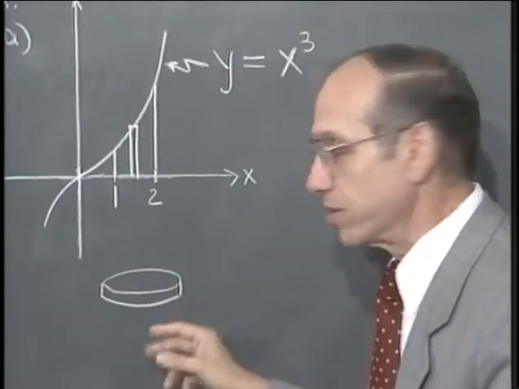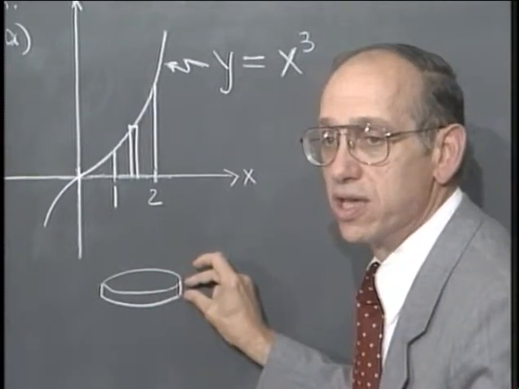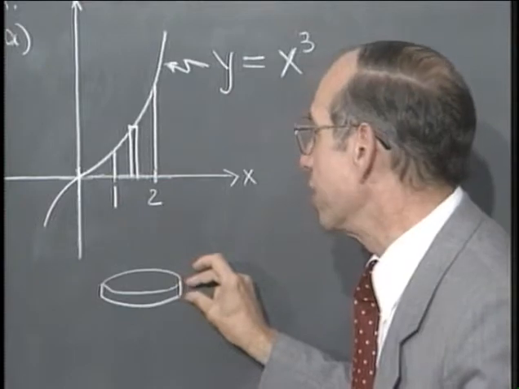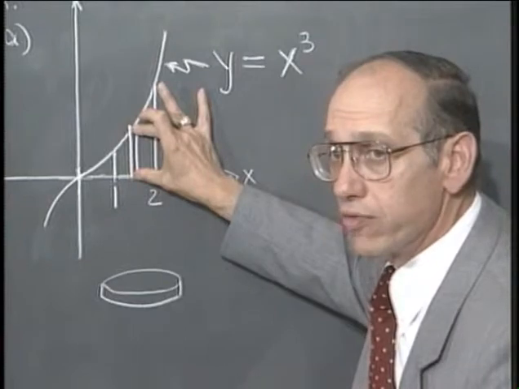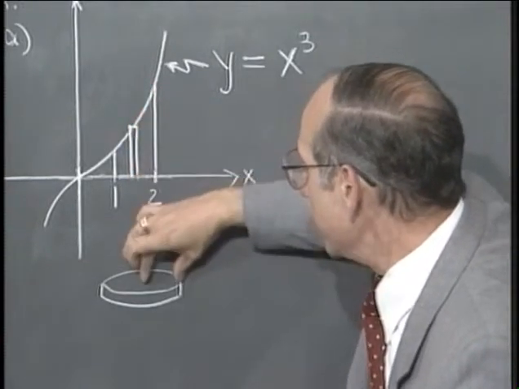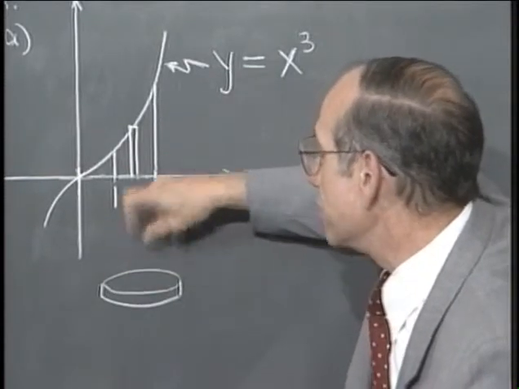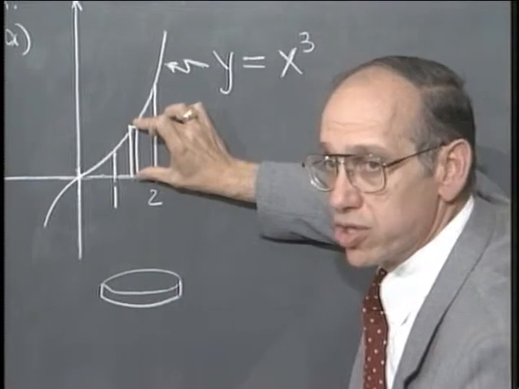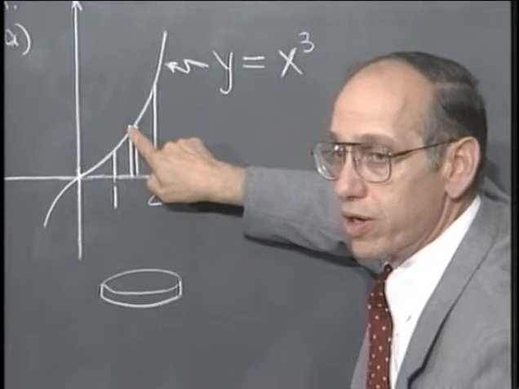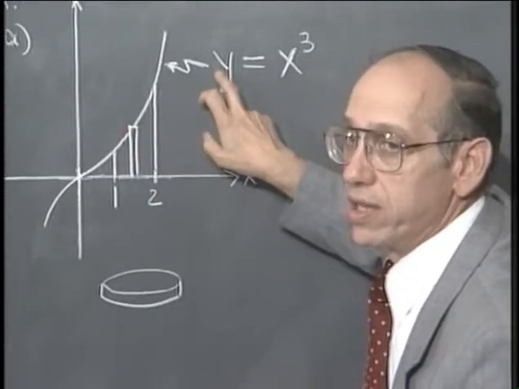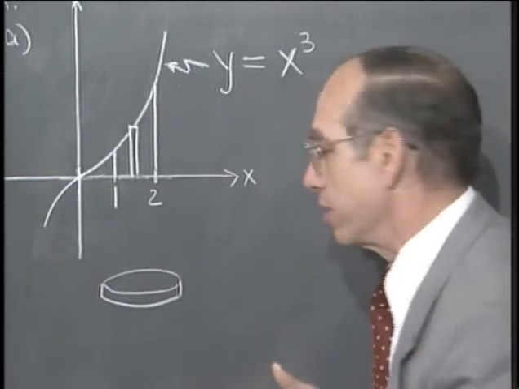The volume of a cylinder is the area of the base times the height, or in this case, times the thickness. Now, for our cylinder, the height for any x is this height, the distance from the x-axis to the curve. And that becomes the radius of this base. So the area of the base is pi r squared. It's a circle where r is the distance from the x-axis up to the curve. Or in other words, r is equal to y. Therefore, the area of the base is pi y squared.